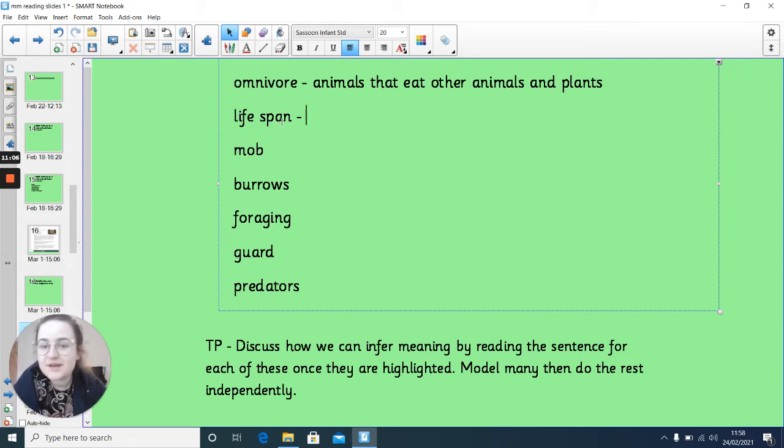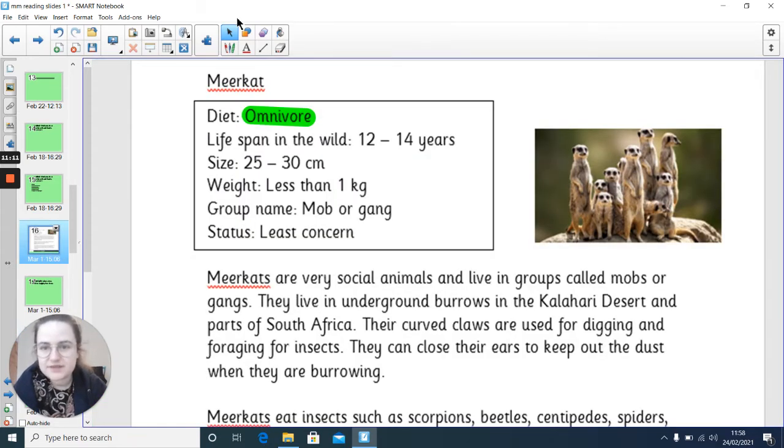We're going to see what strategies we could use to figure out what it means. Lifespan. I've never heard that phrase before. Life and then span. So we're looking for a word that begins with L and then S. Oh, and it's near the beginning too. Can you spot it? It's just here. Life span. So I'm going to neatly highlight that.